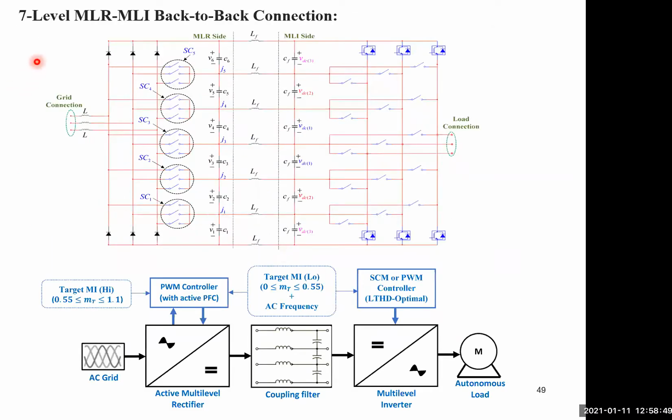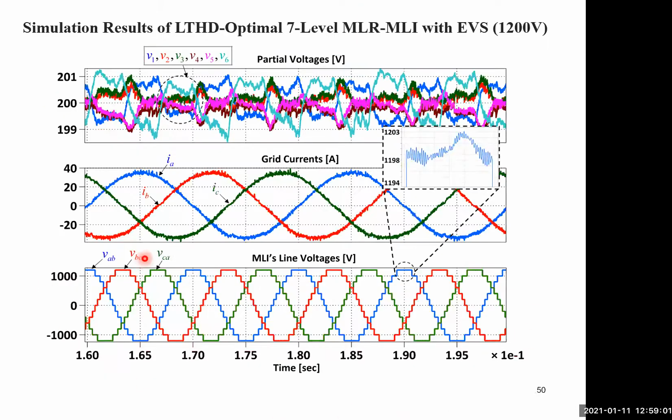So finally, this is the MLR to MLI back-to-back connection. This is the multi-level rectifier. This is the interface filter, and this is the multi-level inverter, which is a realization of this proposed system. So let's now look quickly at results. So these are simulation results. We start with simulation, then we go to experimental.